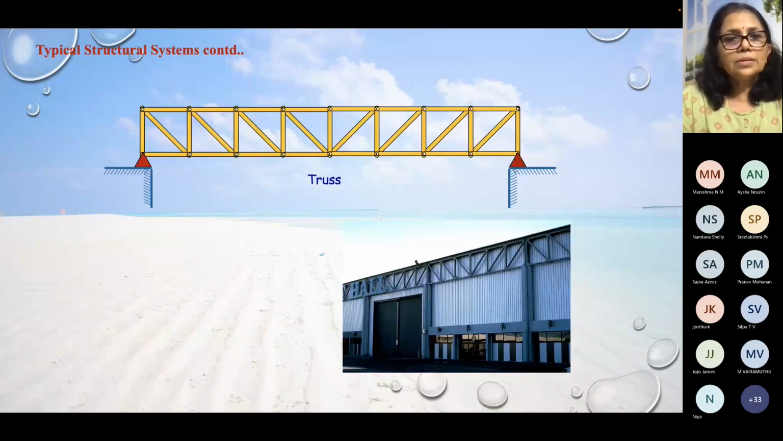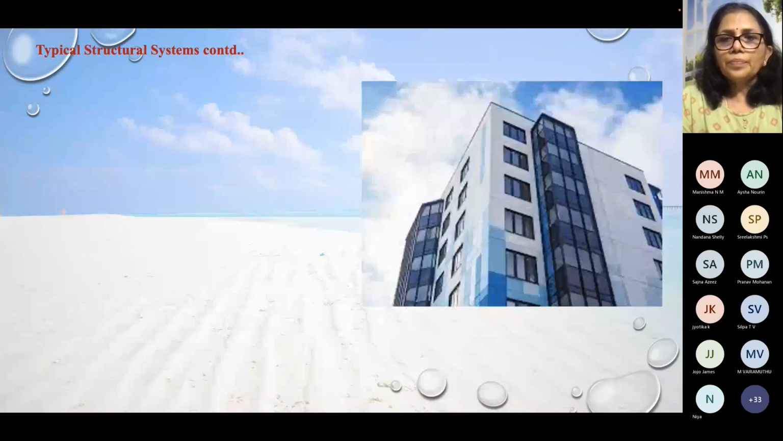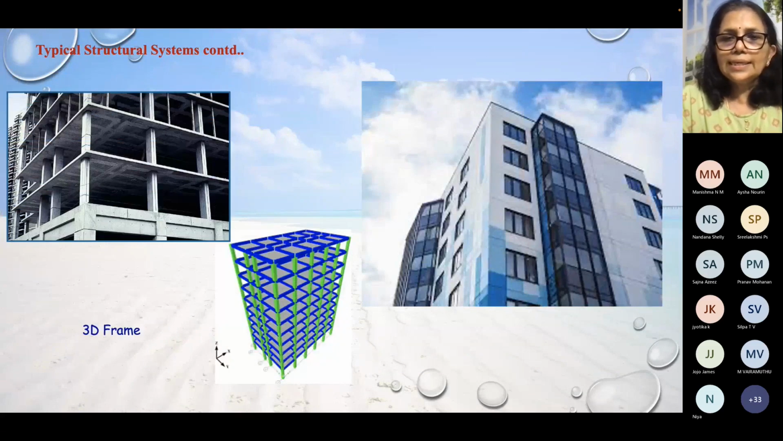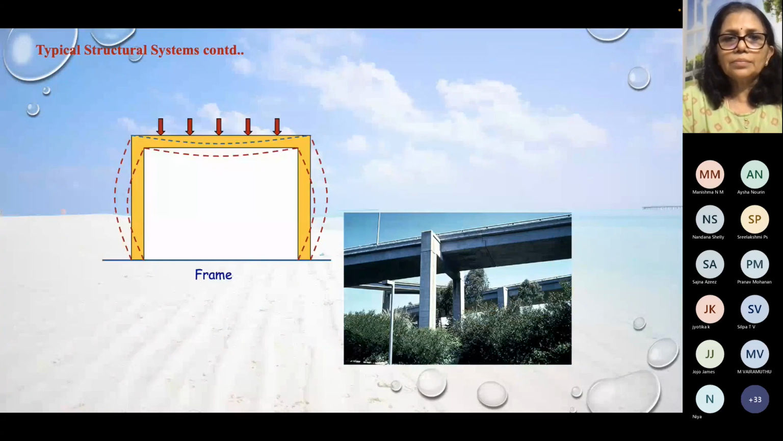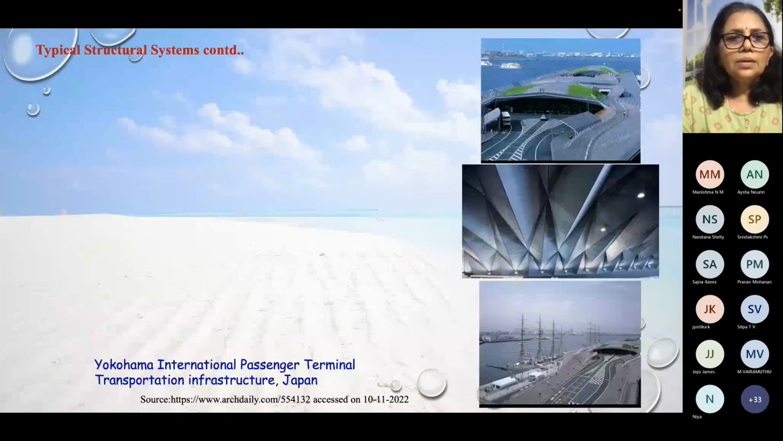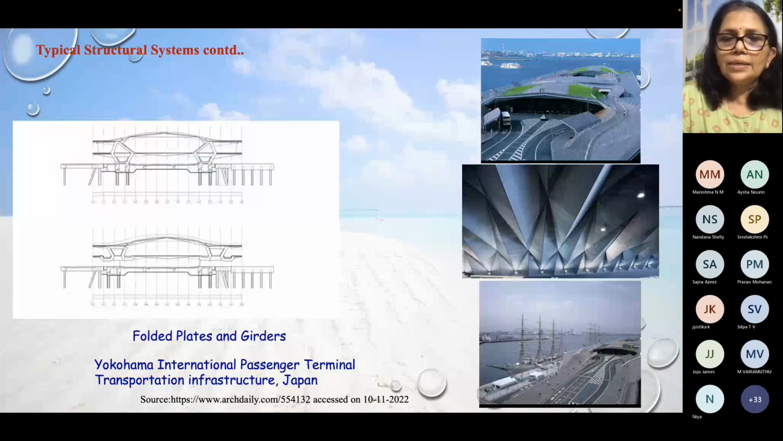This is a truss. This you can easily say is a framed structure. You can easily analyze it. This is again a frame. This is a folded plate and some girders which are used.